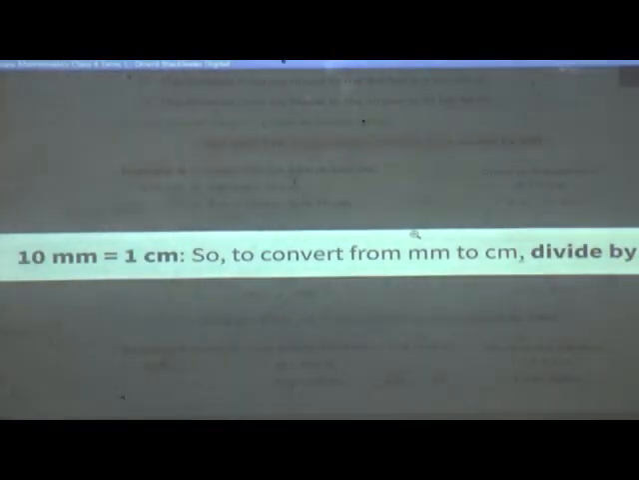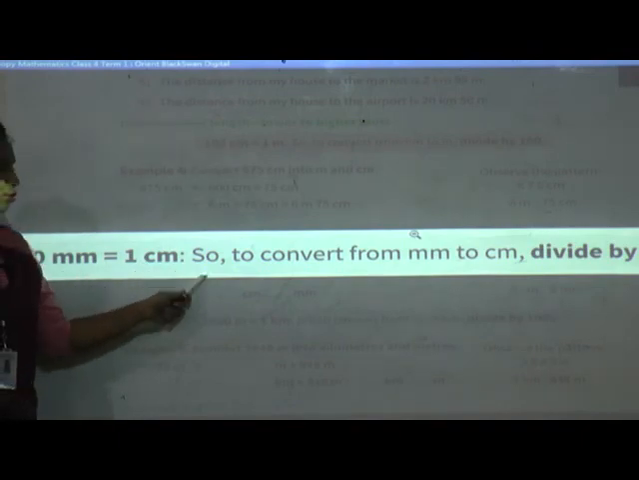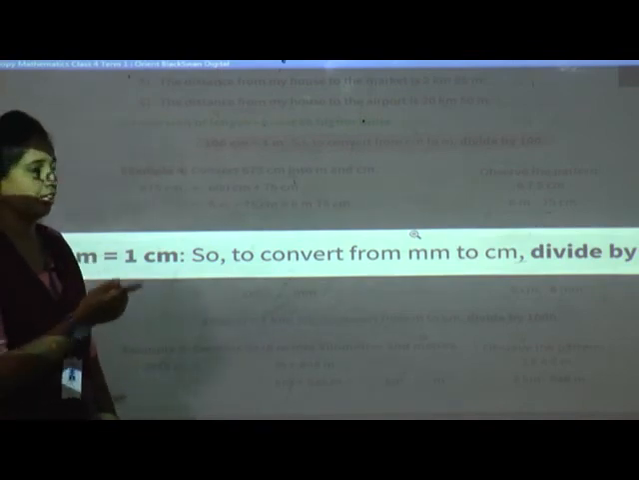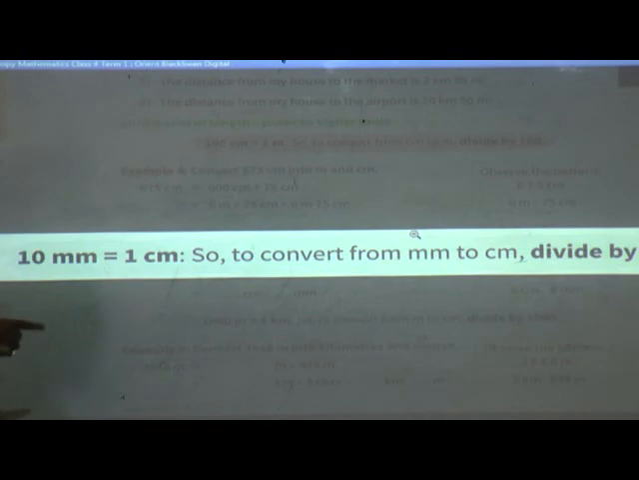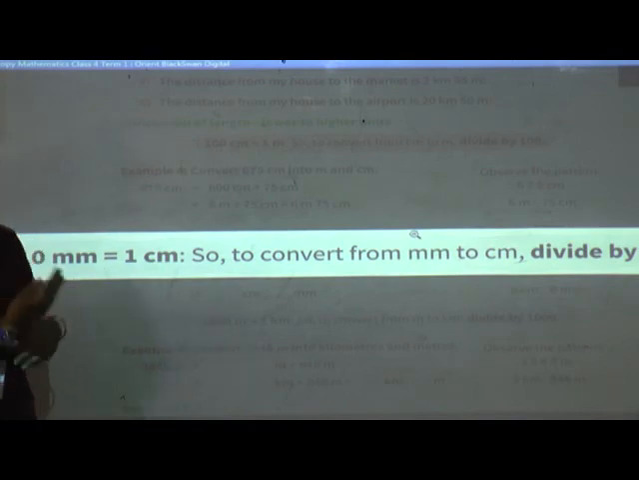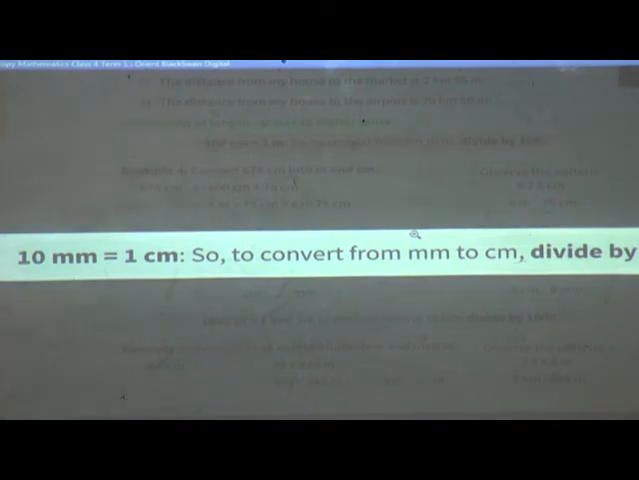Now see, 10 mm is equal to 1 centimeter. So to convert from millimeter to centimeter, divide by 10. What we have studied previously, 1 centimeter is equal to 10 millimeter. To convert from centimeter to millimeter, multiply by 10, here divide by 10. So we need to divide.